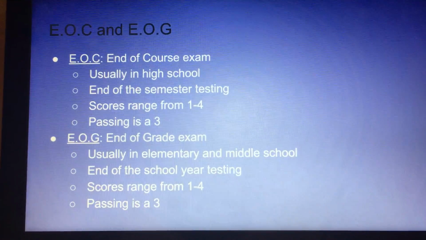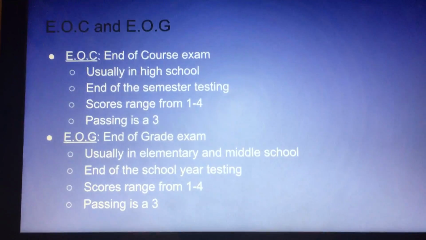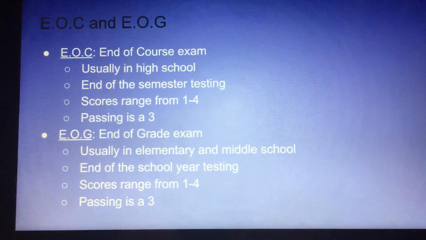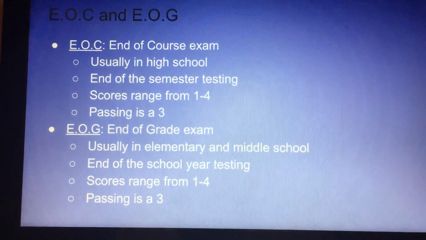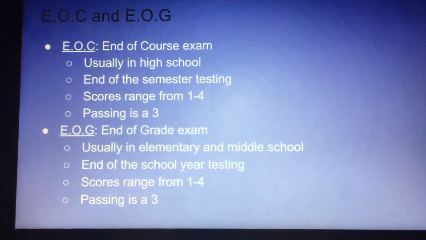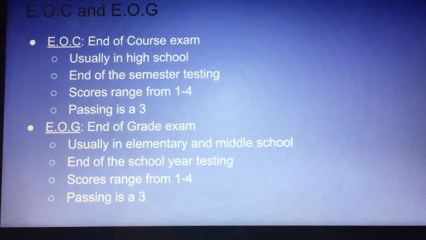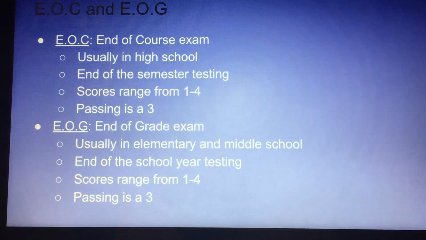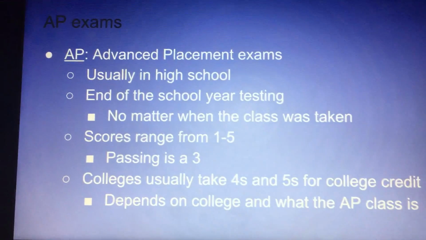So an EOC and an EOG. An EOC is an end of course exam. It's usually in high school. So it's the end of the semester testing, and scores range from 1 to 4, and passing is a 3 or a 4. An EOG is the end of grade exam. It's usually in elementary and high school, and it's the end of the school year testing, and scores range from 1 to 4, and passing is 3 or a 4.